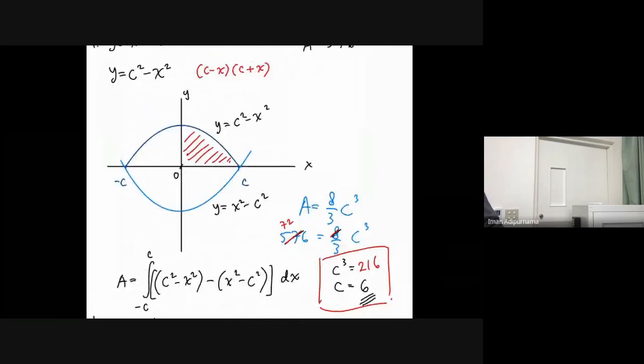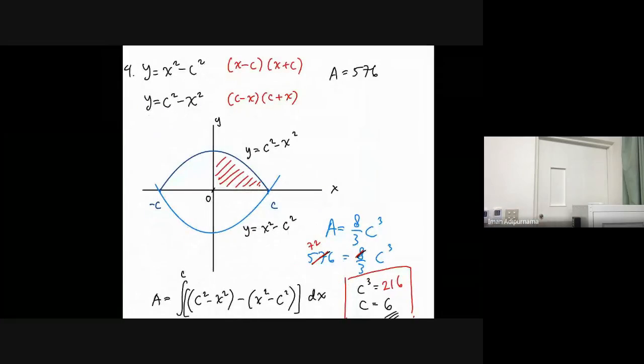The number 4. This is so you have two parabolas: c squared minus x squared and x squared minus c squared. So you have two parabolas, and you have the area inside. The area should be 576, and it's asking about the c.